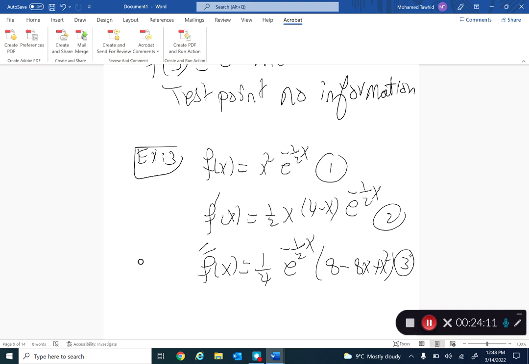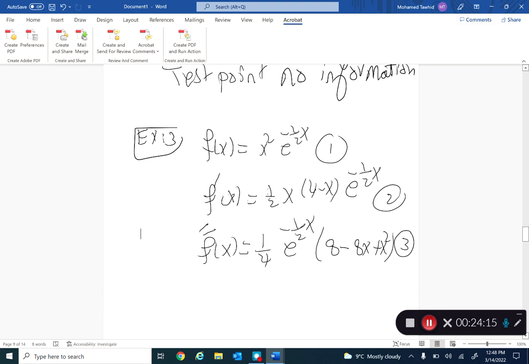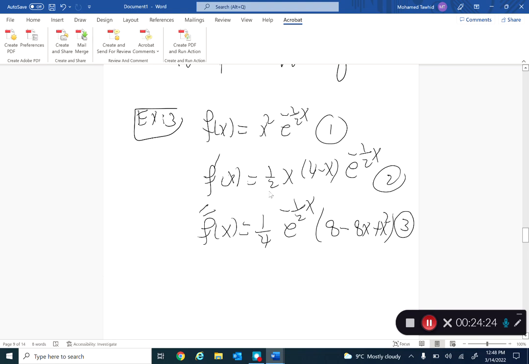All right, so you have 1, 2, 3. So what is the question? I need to find and classify the critical points by using the second derivative test. All right, so now I need to get the domain.